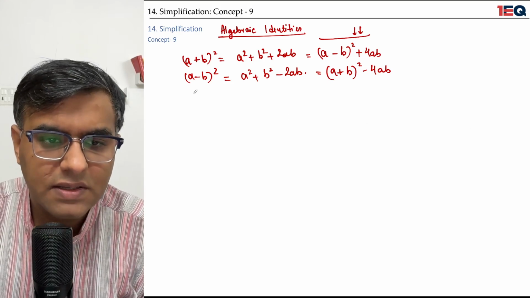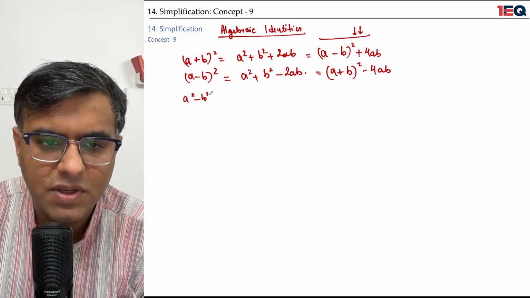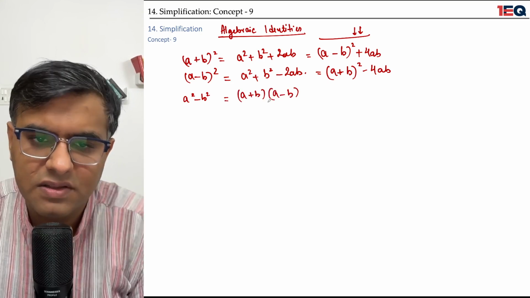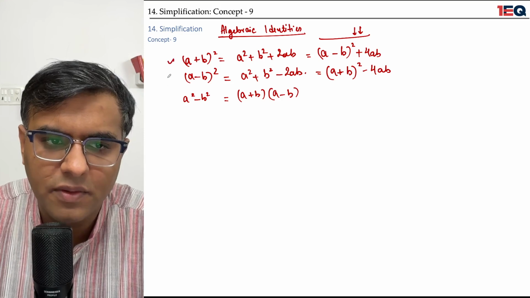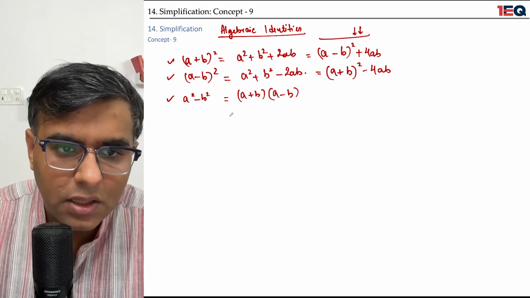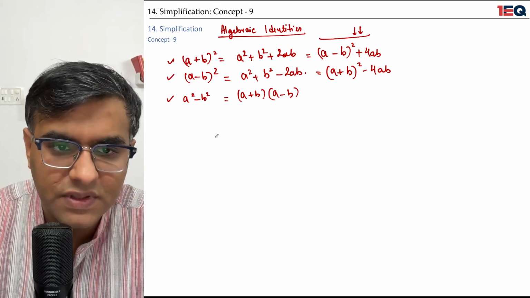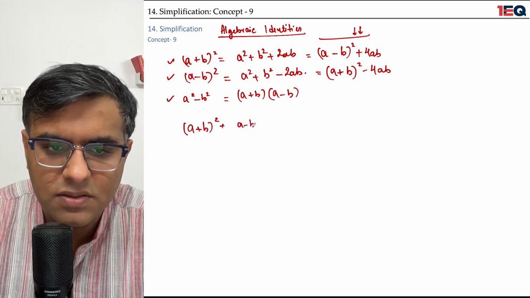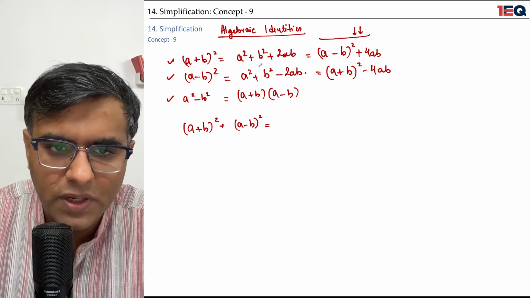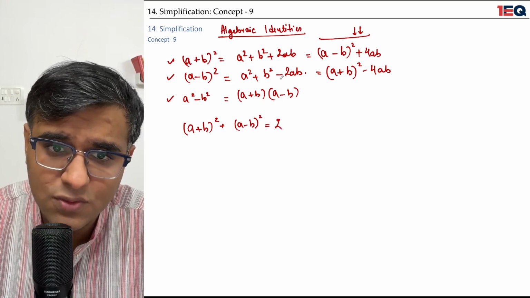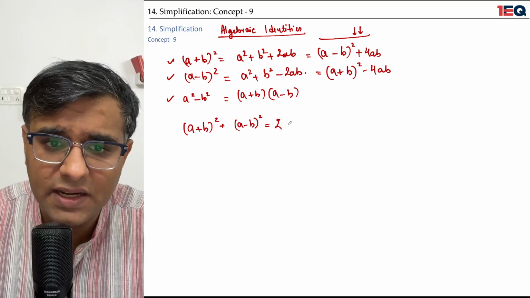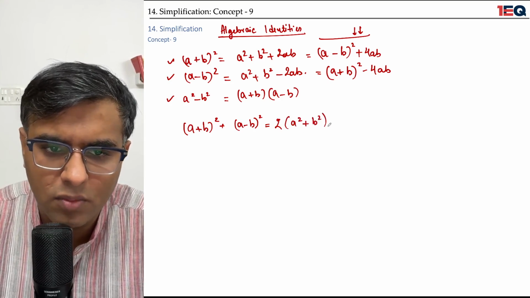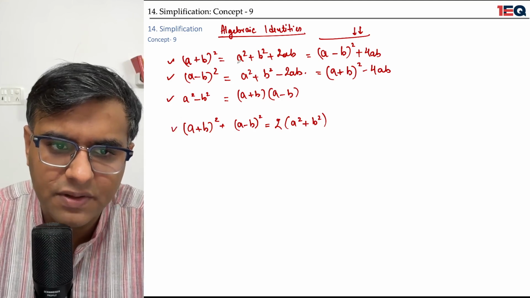Moving ahead, there is an identity of a square minus b square, which when expanded comes out as a plus b multiplied by a minus b. This is a very frequent identity, and you must know all of them, the first one, second one, and the third one. Then there is an identity where you can add up both of these, which would give you a plus b whole square plus a minus b whole square. So when you add both of these up, the plus 2ab and the minus 2ab get cancelled out, and what you are left with is a square plus b square whole multiplied by 2. This is nothing but a derivation of these two identities.